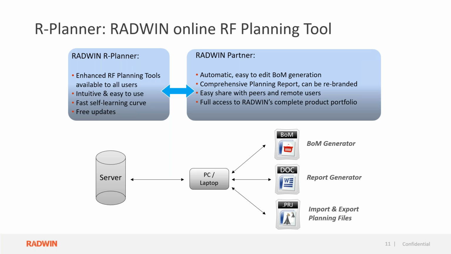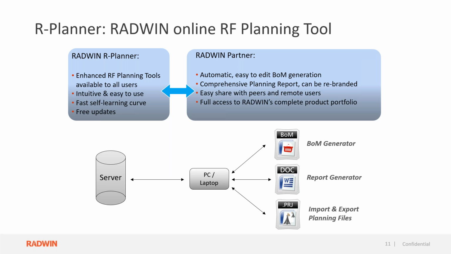So the R Planner is a RADWIN online RF tool. The server is located at RADWIN, and we are maintaining the server for all our customers. But every customer has unique credentials for his own planning. It's a secured server, and no one else but the specific customer can see the planning, unless he shares it with others.